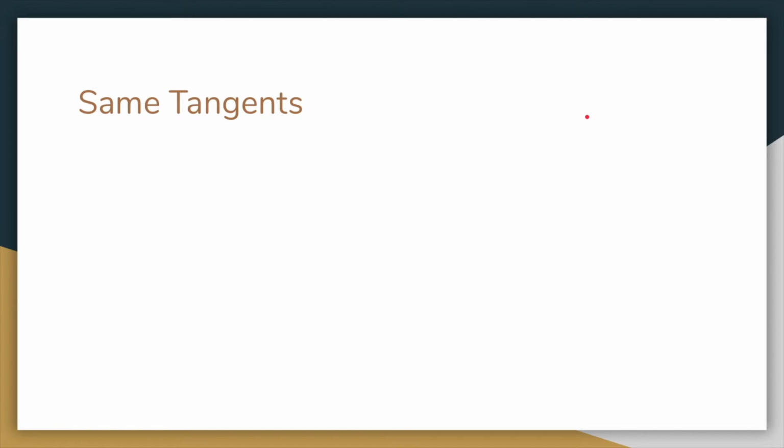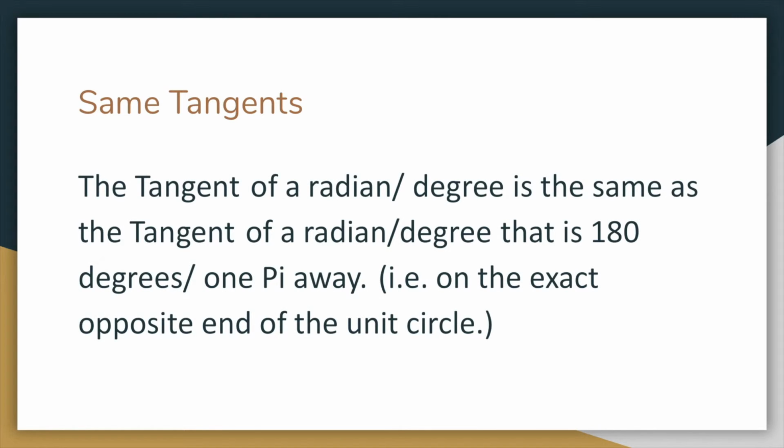So next, let's get into the same tangent pattern. This pattern just means that the tangent of a radian or degree is the same as the tangent of a radian or degree that is 180 degrees or 1 pi away, which is on the exact opposite end of the unit circle.